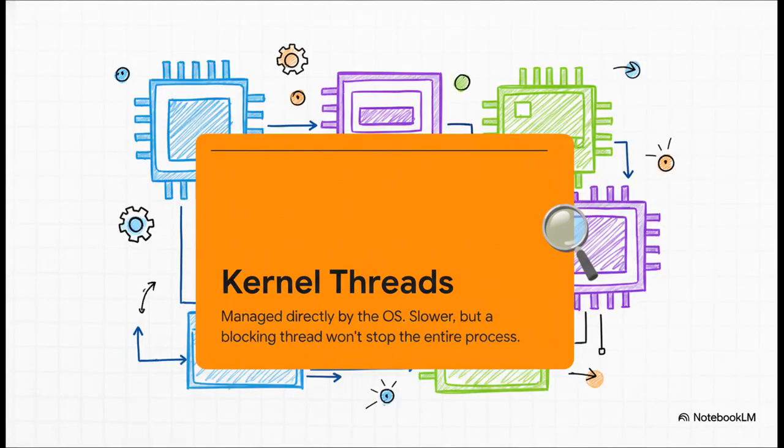On the other side of the coin, you have kernel threads. These are managed directly by the operating system. Now, this is a bit slower because every single action has to go through the OS. But the huge advantage is that if one thread gets blocked, the OS can just say no problem and schedule another thread from that same program to run instead. This is absolutely essential for taking full advantage of multi-core processors.